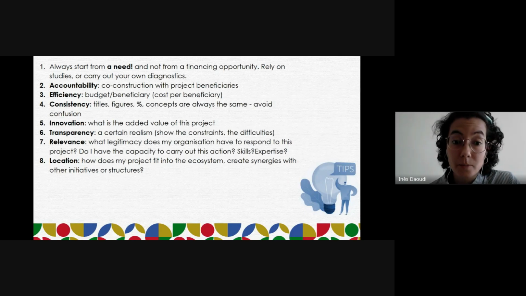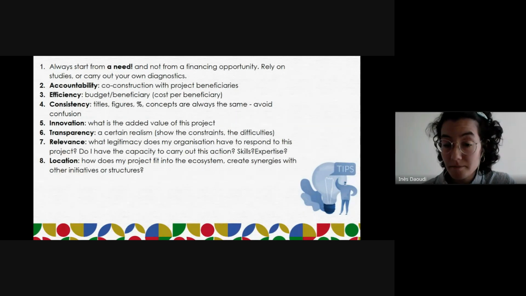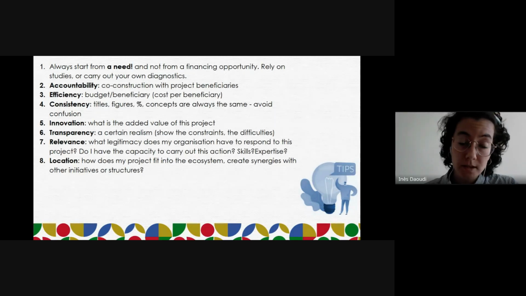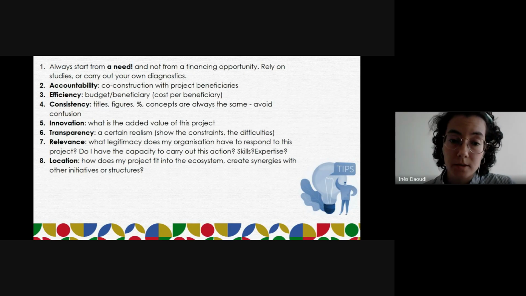Then about accountability, the project is a better project if it is co-constructed with the beneficiaries, because first it will also help you to start from the need, because you're directly with the beneficiaries, and the project will have a better and a greater impact.